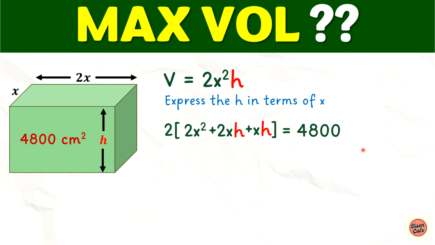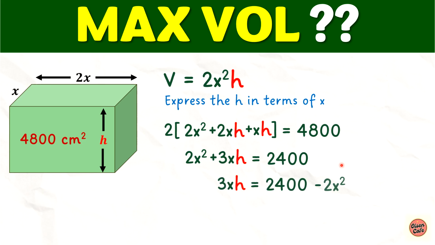So what I am going to do is simplify this equation. So we are going to have 2x squared plus 3xh, and this equals 2,400. And I'm going to manipulate this. This will give me 3xh equals 2,400 minus 2x squared, and eventually I will be able to get h equals 2,400 minus 2x squared divided by 3x.